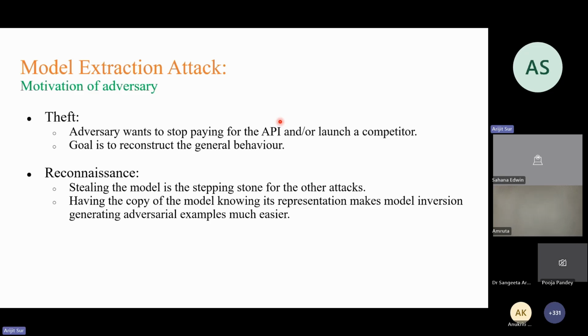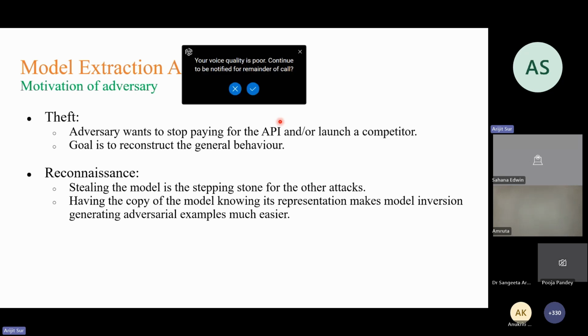Stealing the model is a stepping stone for other attacks. Having a copy of the model and knowing its representation makes model inversion easier, and generating adversarial examples is much easier. If we have a model and an input, we can easily get some other outputs, or very easily generate adversarial examples. Okay, so this is more or less model extraction.